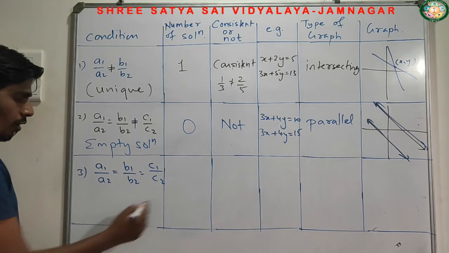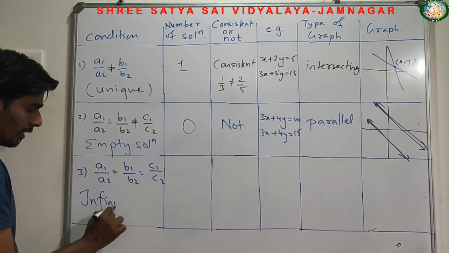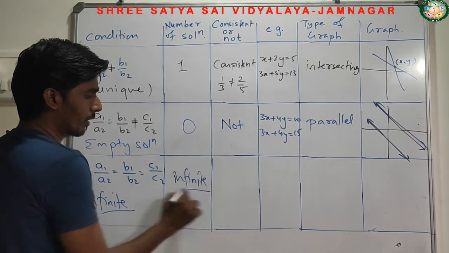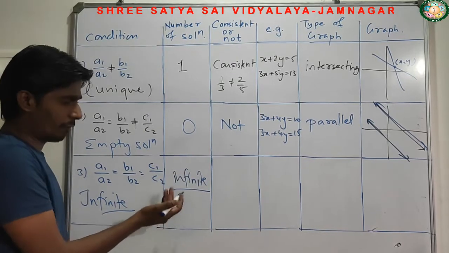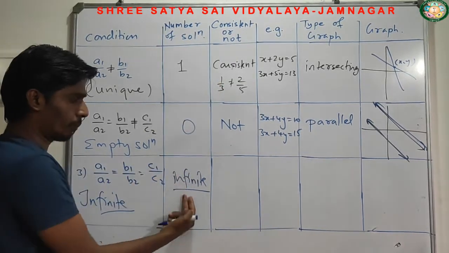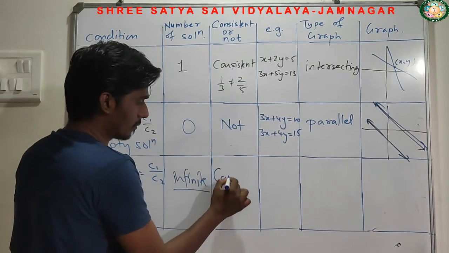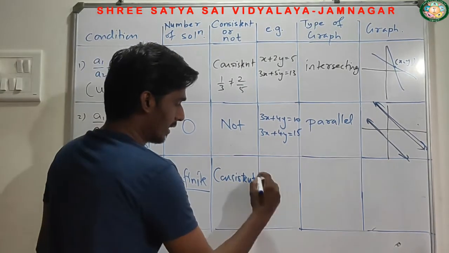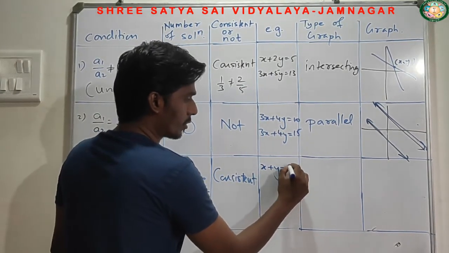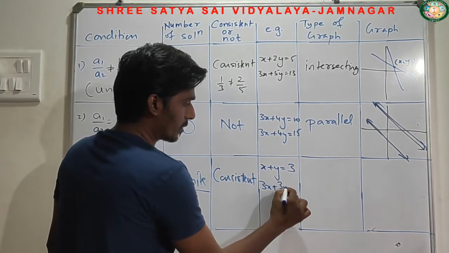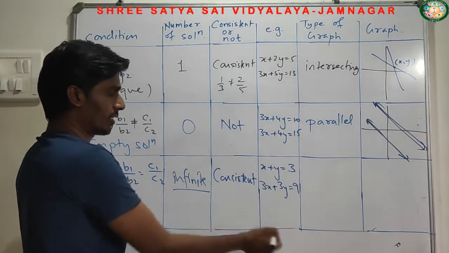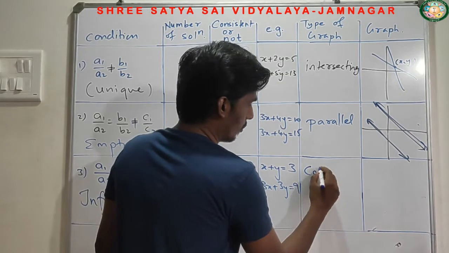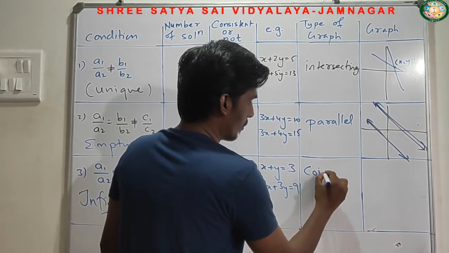And the last one, all are equal, means it has infinitely many solutions. So this is what? The number of solutions is infinite. Infinite solutions means many solutions are possible. So if a solution is possible, what will it be always? It's consistent. For example, we can write x plus y equals 3, 3x plus 3y equals 9. So this is the example for infinite, and the lines are coincident.